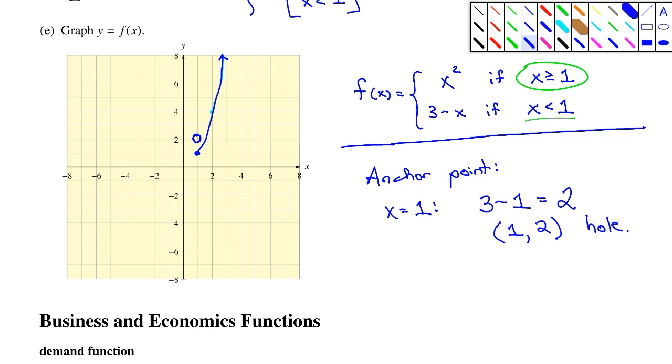Right there. And then I'm going to graph 3 minus x for all the values on the left side of x equals 1 because x is less than 1. Well, we know that this is a line with slope -1. And we're going to go over lines in a future section pretty soon, actually. So if you don't remember that, that's okay. You can just plot some points and see that it's a line that does that right there.